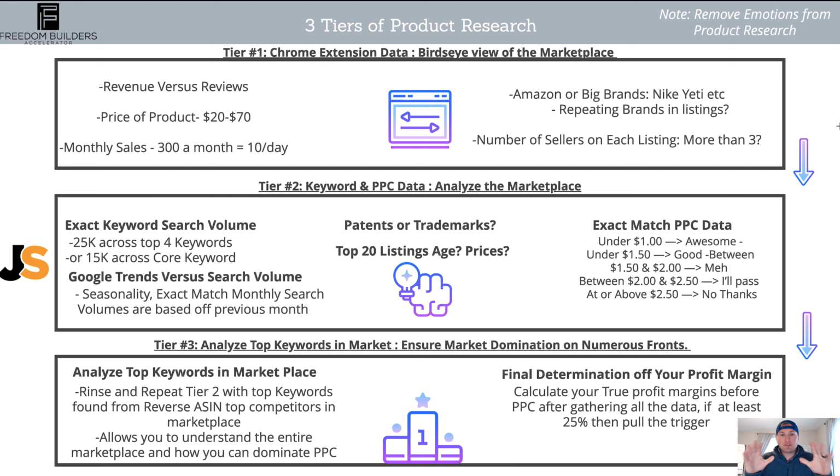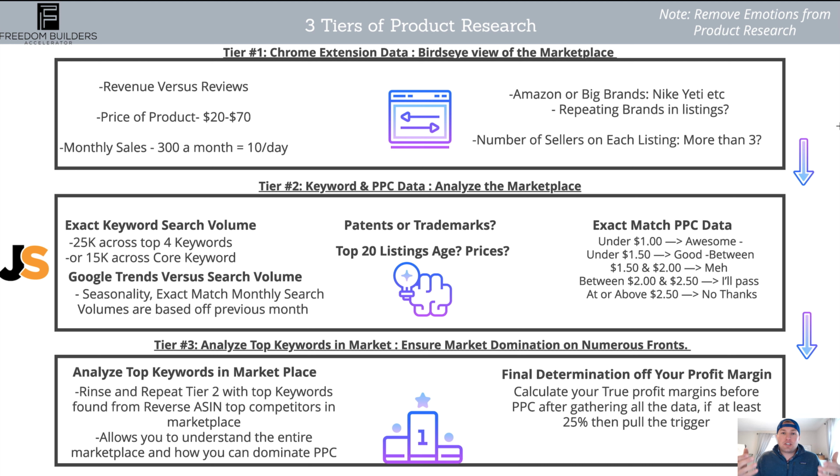So those are your first criteria. Now, if it doesn't meet one of those and it really stands out, let's say there's 600 reviews, I would move on. I wouldn't even go to tier 2. If Amazon dominates it, if Nike is basically the primary seller in it, move on from it. If there's 8 sellers on a listing, move on from that category in that actual marketplace you're looking in.